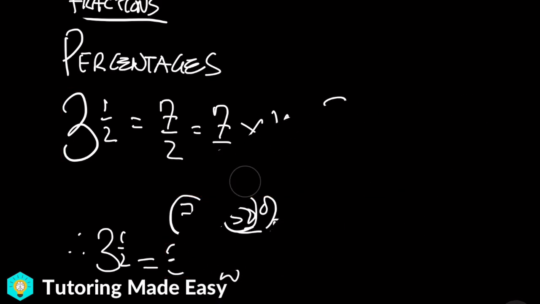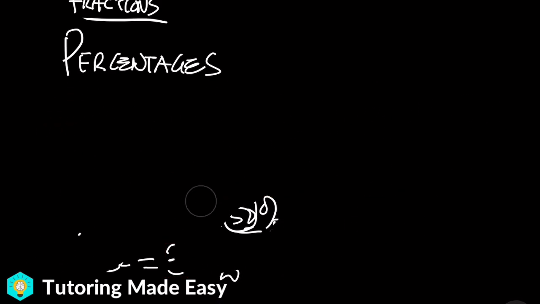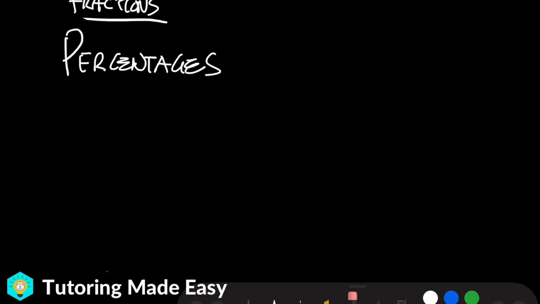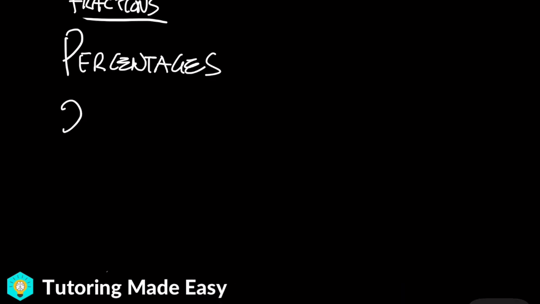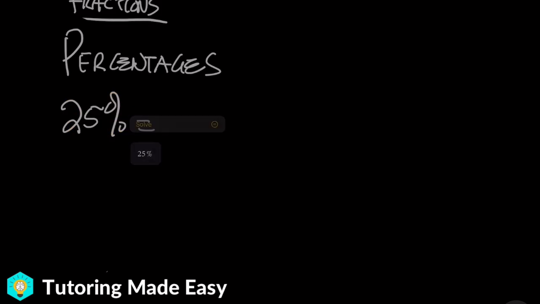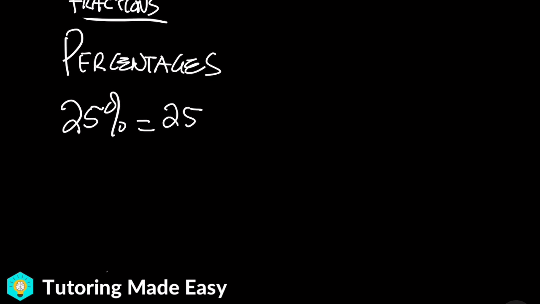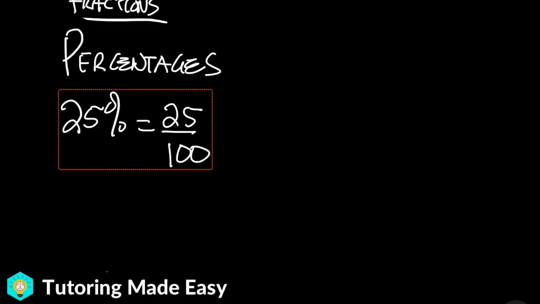So let's say you have a percentage like 25%. How do you write this in fraction form? Anytime you have a percentage, you divide by 100. Just the same way with a fraction going to a percentage, you multiply by 100%. For a percentage, you always divide by 100. So it's 25 divided by 100. So we've converted into a fraction here.